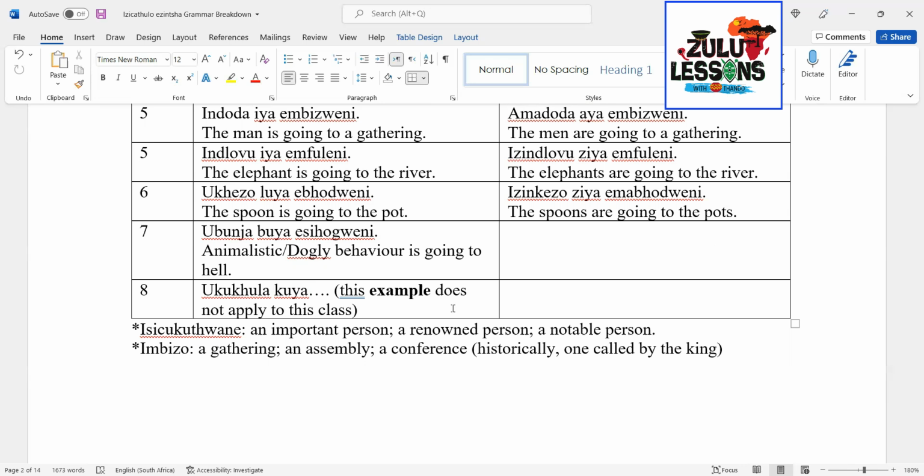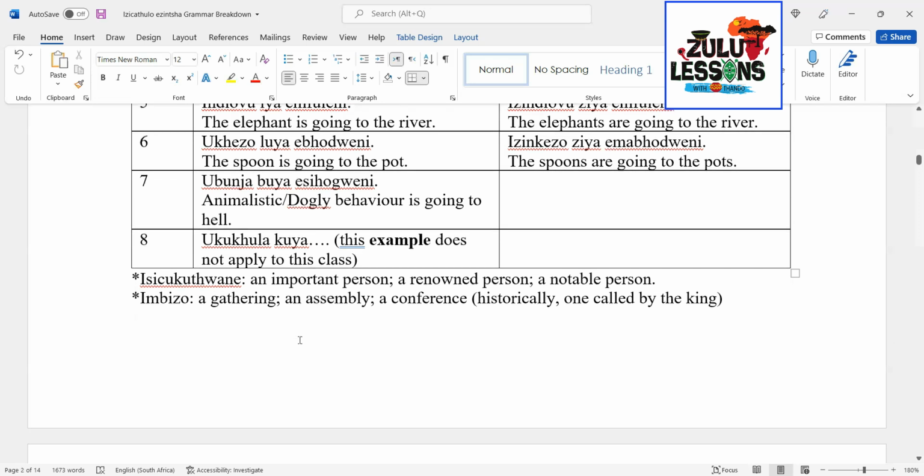We use the verb khula and we made a noun. The noun is ukukhula, so it's called a verbal noun, or in English we call it a gerund. So ukukhula kuya. I didn't complete this sentence because it's just such a silly sentence. You just can't put it together. So I just wanted you to see how we would conjugate the verb for a class 8 noun. So we would use ku as the subject concord. So that's what was important here. And then of course there is no plural for gerunds.